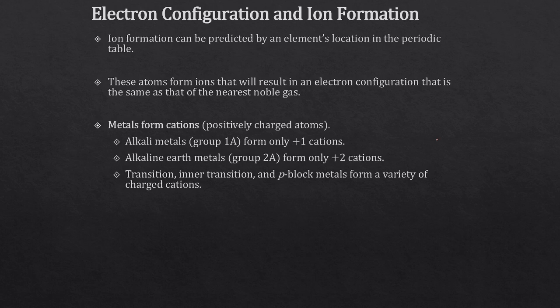The transition, inner transition, and p-block metals form a variety of charged cations, and these will not always match a noble gas notation. So they can, but they're not always going to be the noble gas notation when you start dealing with transition metals. Alkali metals and alkali earth metals, though, are always going to match the noble gas notation once they've become ions.